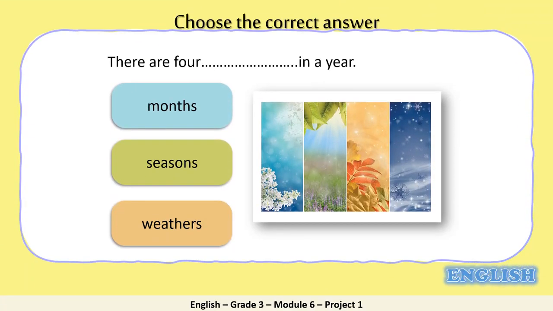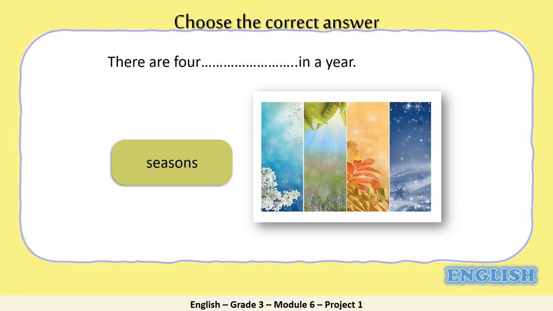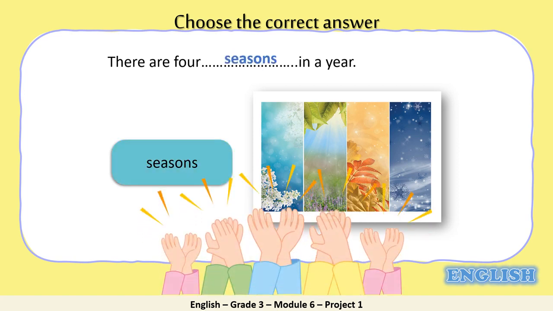There are 4 in a year. Is it 4 months, 4 seasons, or 4 weathers? Let's try. There are 4 months in a year. No, that's not correct. There are 4 weathers in a year. That's also not correct. Let's take a look at the picture. There are 4 seasons in a year. That's the correct answer.